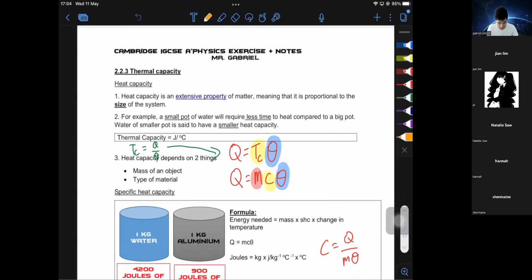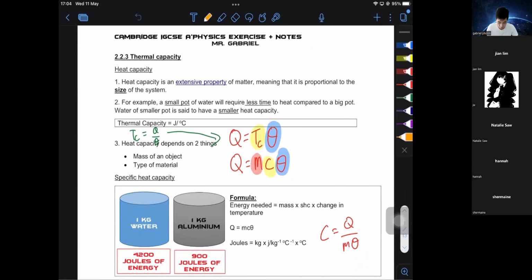All right, guys, let's go through a quick recap of what we learned last week. Basically, last week we talked about thermal capacity and also specific heat capacity, right? I told you guys that specific heat capacity is the one that is more commonly asked in your IGCSEs. Usually, you have to remember the formula that Q is equals to MC theta. Say it a few times in your head or voice it out verbally. Most likely, you'll be able to remember it.